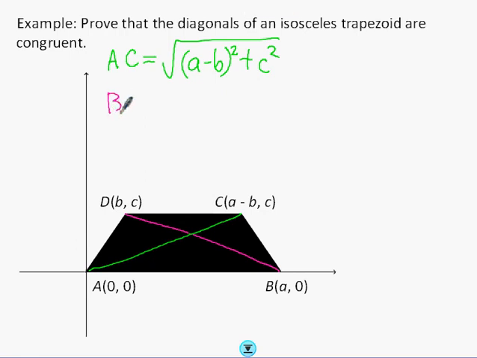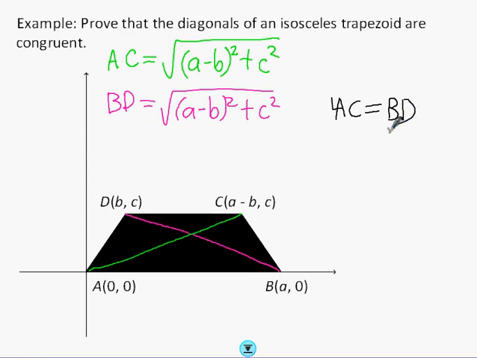So we'll look at segment BD. Same formula. What is the change in x? I'm going to take the large x, subtract the small x. That's a minus b. And then I have to square that change. Okay. The change in y. The big y minus the little y. c minus 0 is c. So both of these are very ugly, but as you can see, they're equal to each other. AC equals BD. That means the segments are congruent, and that's exactly what we were asked to prove.